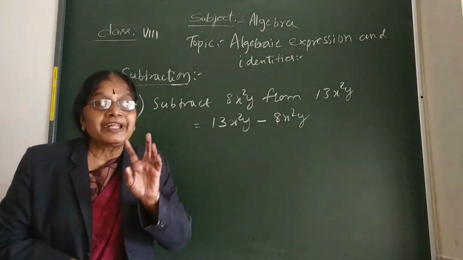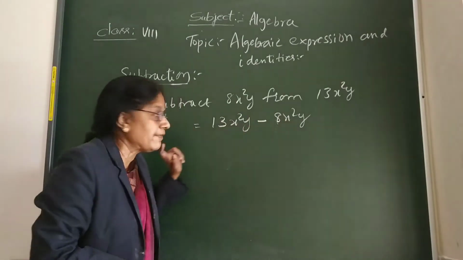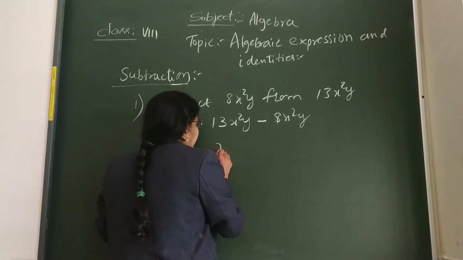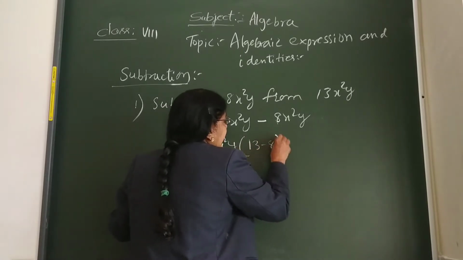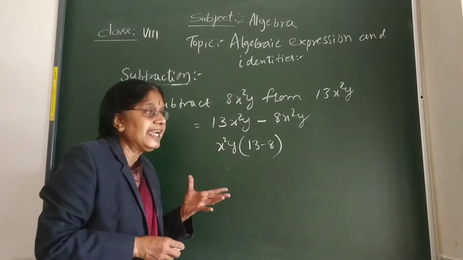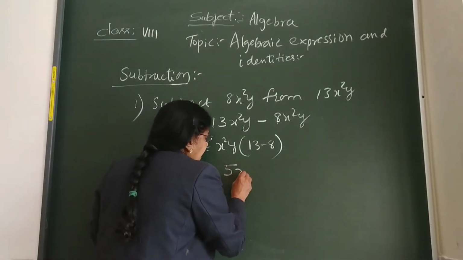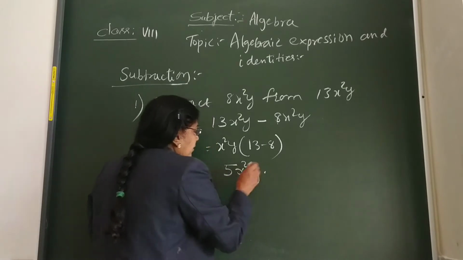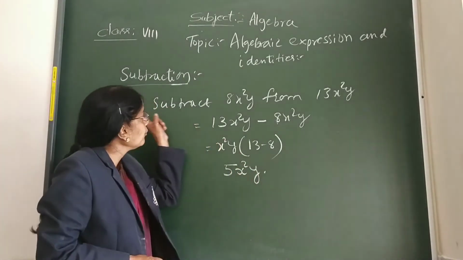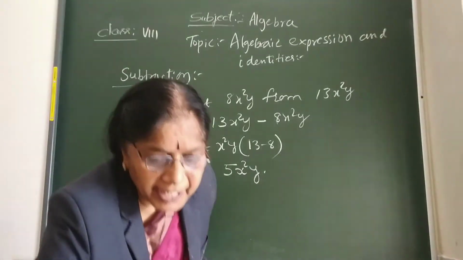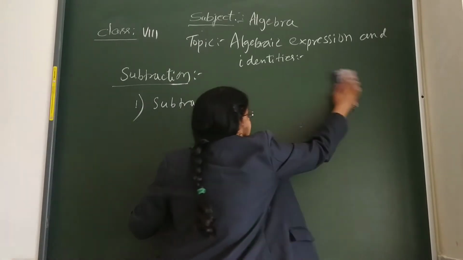Horizontally, I told you we have to take the common variables. Which is the common variable? x square y and x square y. So I will take x square y common. 13 minus 8. What is 13 minus 8? It is 5. First I will write down the constant and then the variable. So the answer is 5x square y. Can you see how to do the subtraction? This is subtraction of monomials.